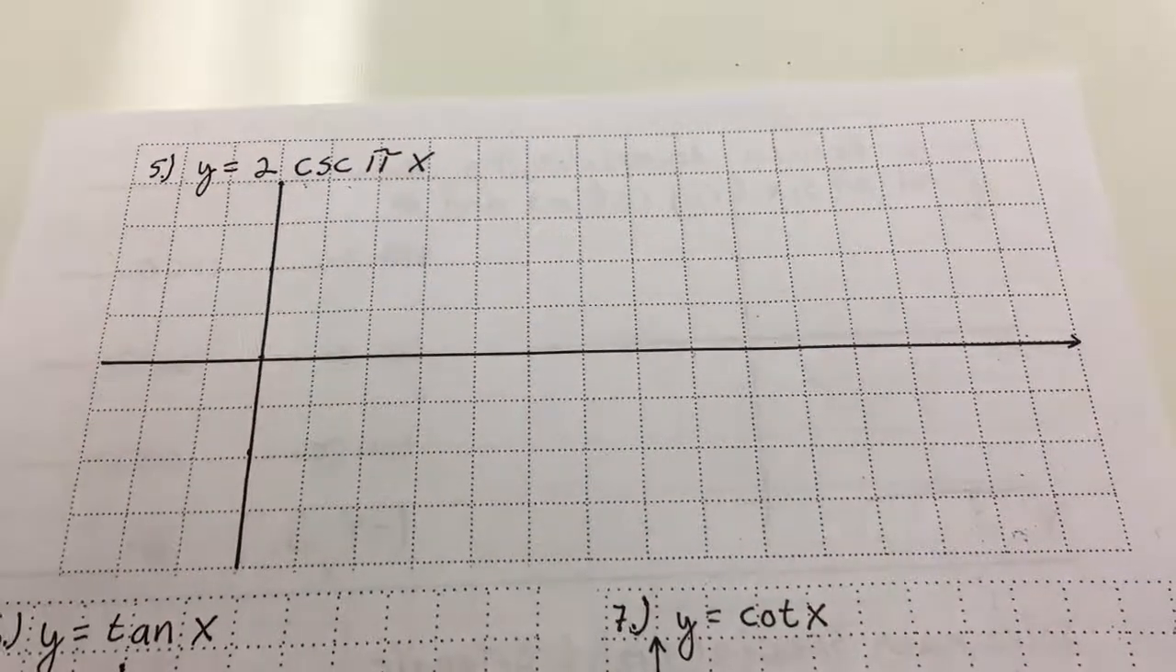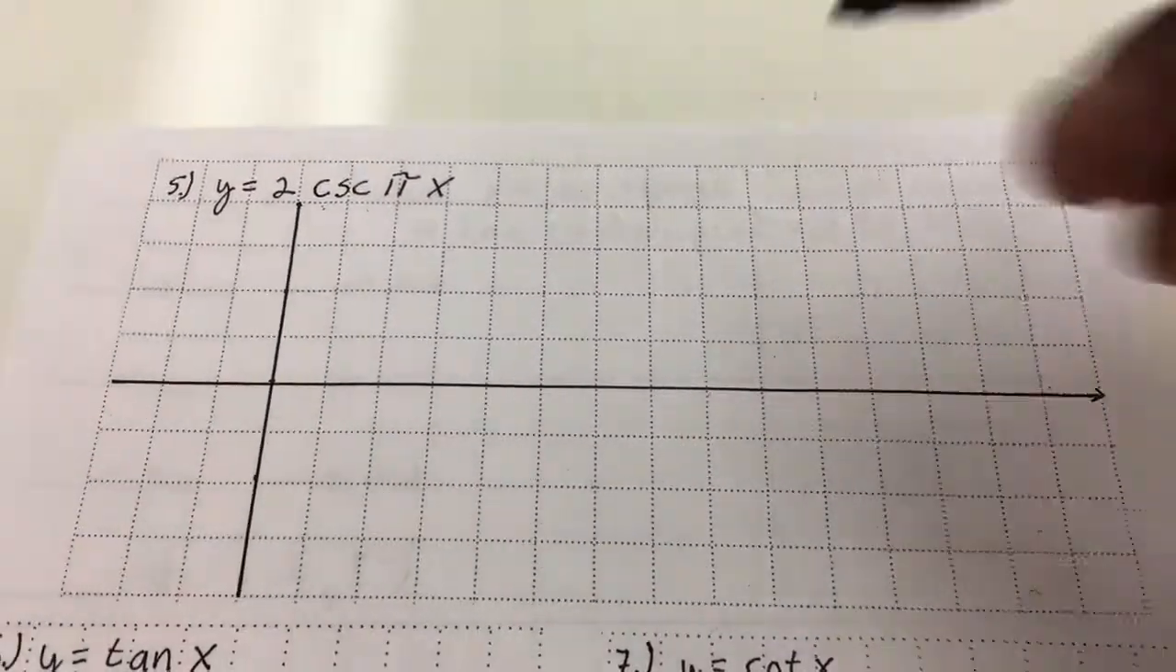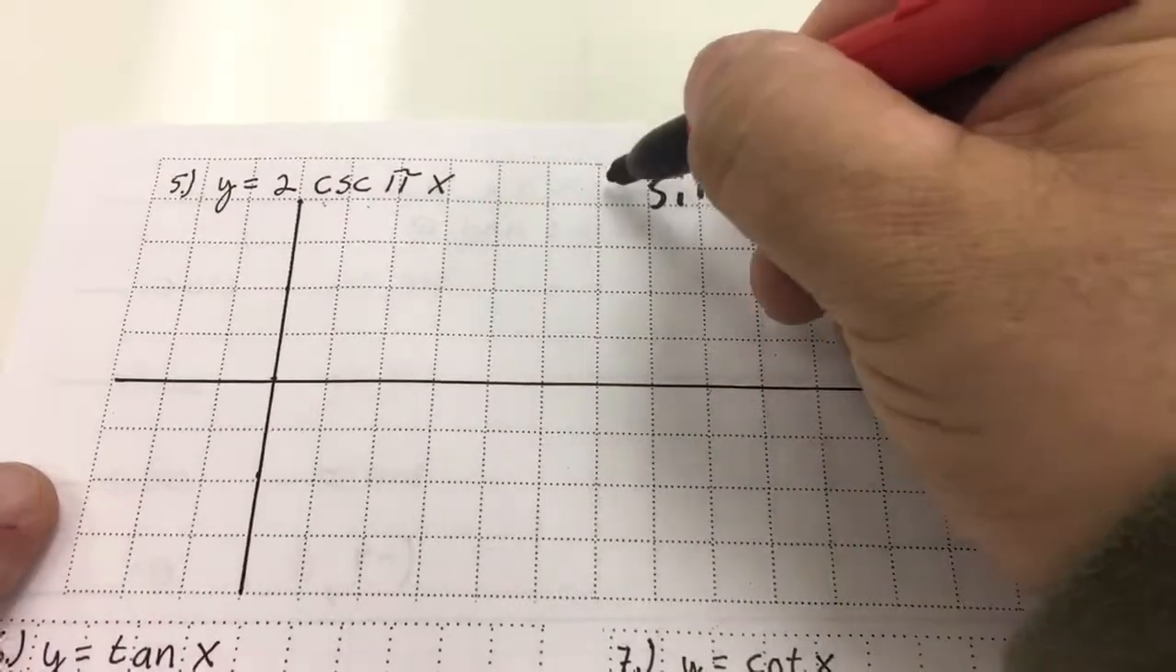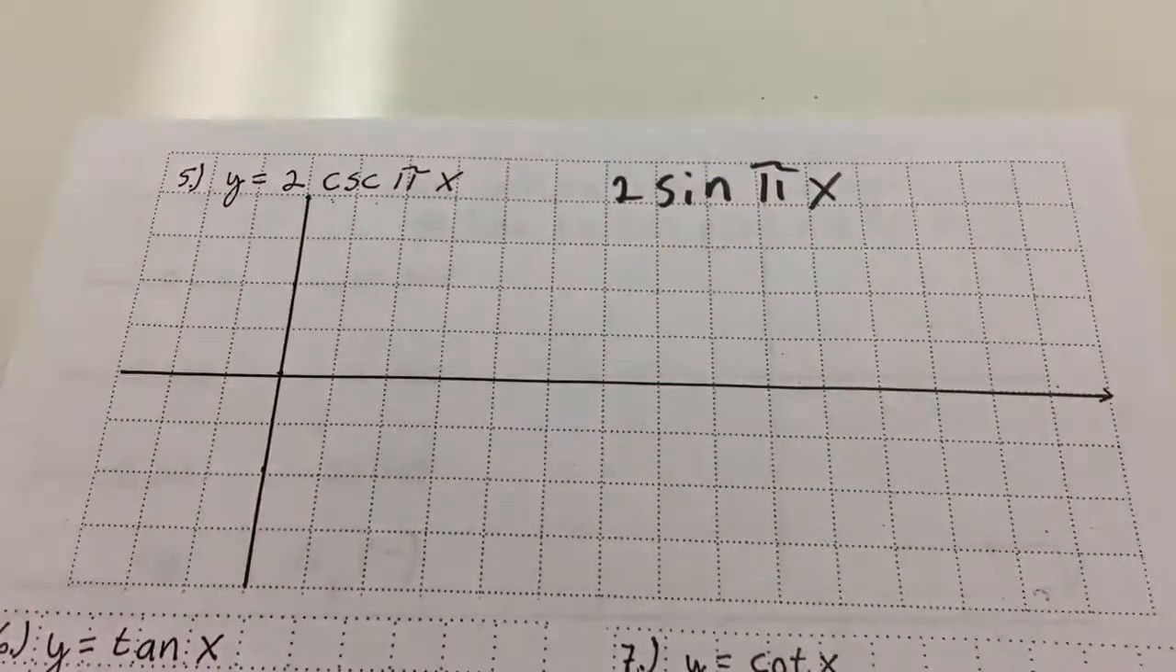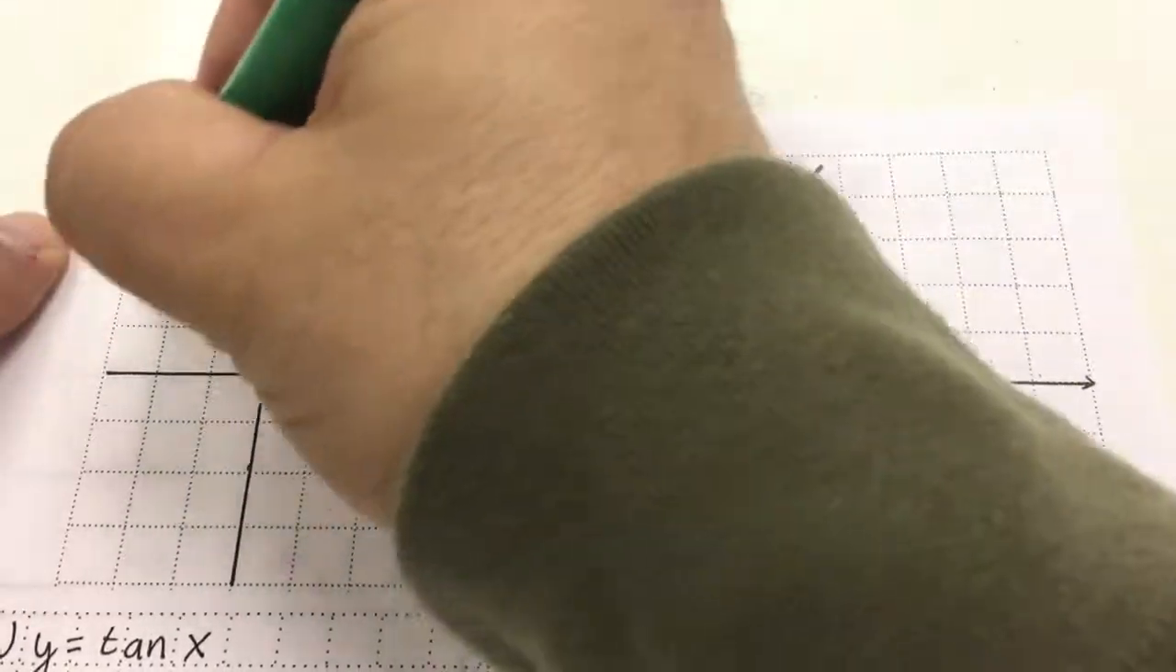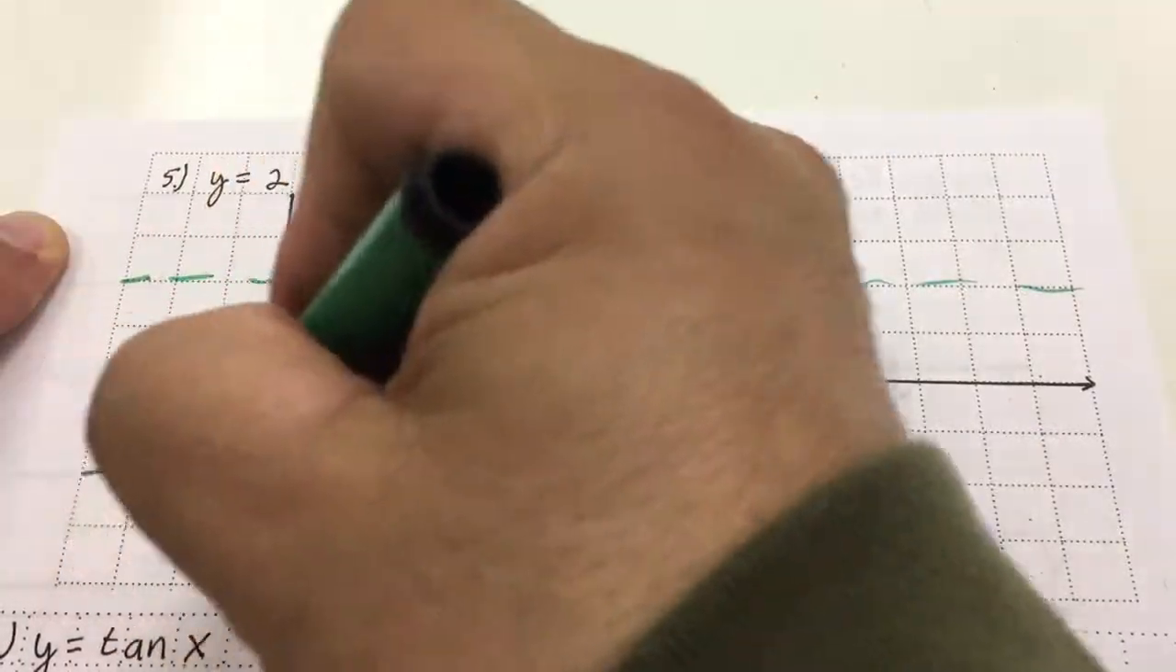Graph of 2 cosecant pi x. Now, the question you want to ask yourself is what basic graph parent function is related to cosecant? And that graph would be sine. So I'm going to make an attempt to graph 2 sine pi x. The amplitude is 2. So I'm going to go up 2 and down 2 from the origin and put my boundary, my horizontal asymptote, or my amplitude.